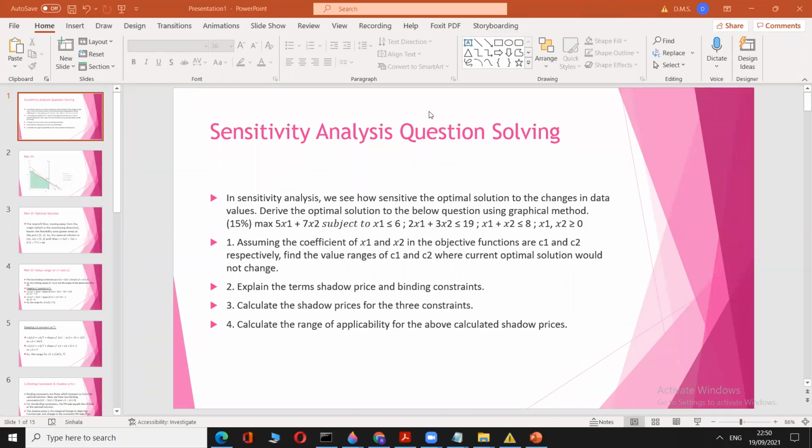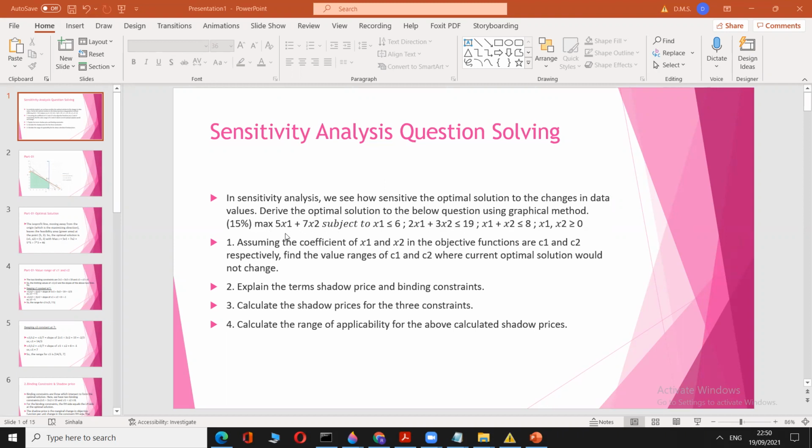Hi guys, in this video I'm going to explain the sensitivity analysis question in linear programming. First of all, we'll see what this question is. In sensitivity analysis, we see how sensitive the optimal solution is to changes in data values. Derive the optimal solution to the below question using the graphical method.